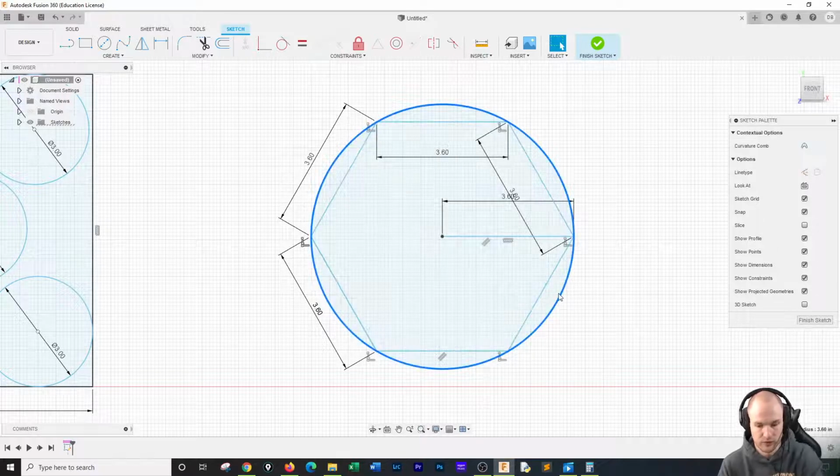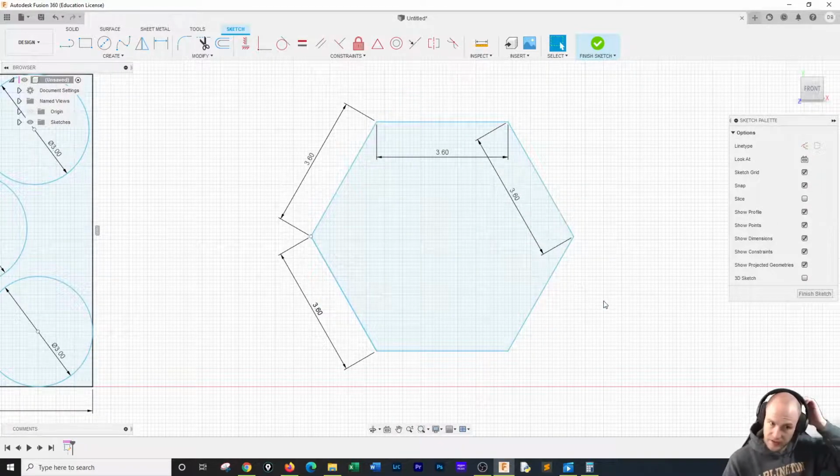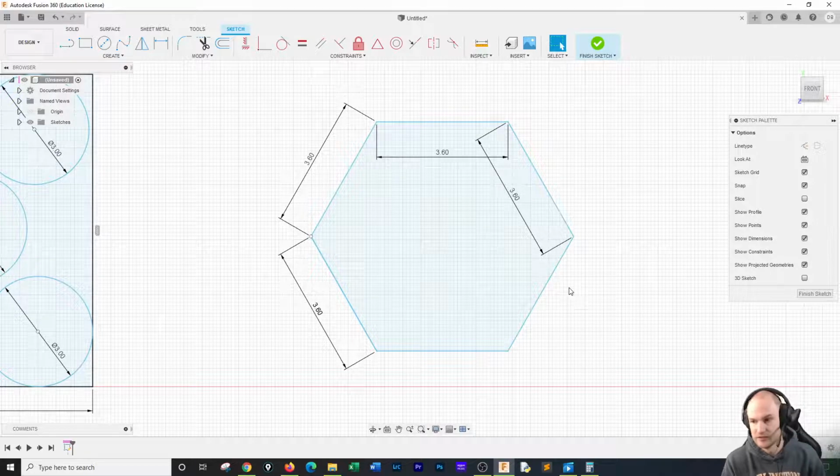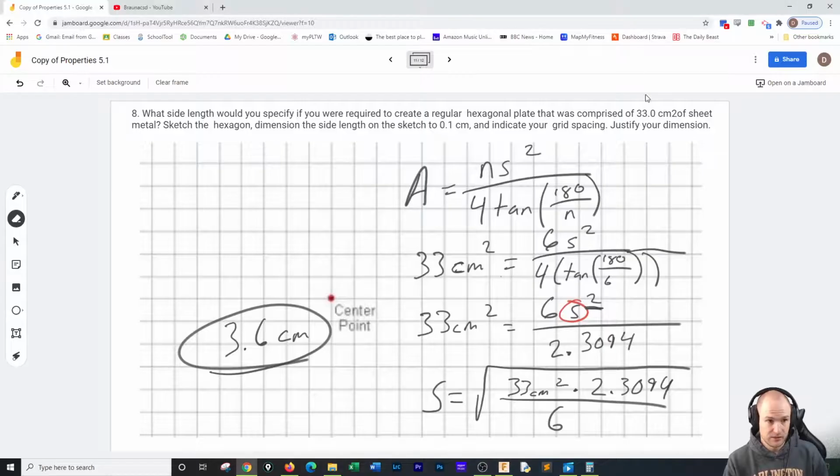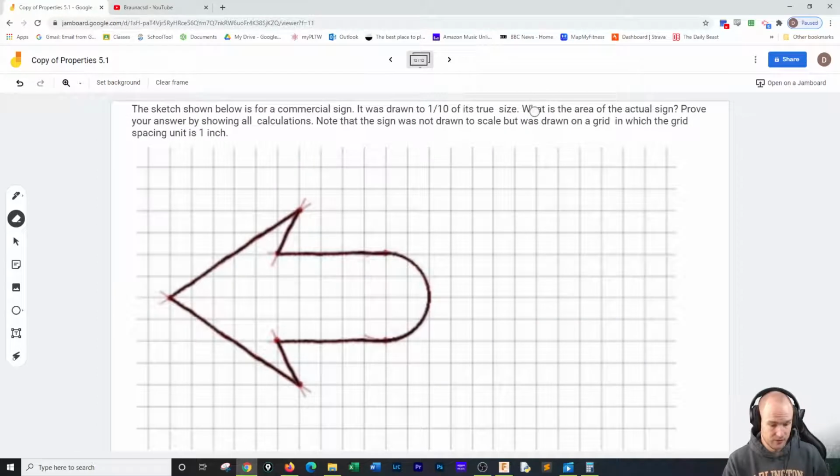Okay, so that is one way to draw a hexagon that is completely equal in sides, is to use a compass. So this is number 8. And then number 9 I think is much easier than it may appear on paper. So let's look at number 9. Number 9 is not so much that it's difficult, it's just that it's got a lot of steps.